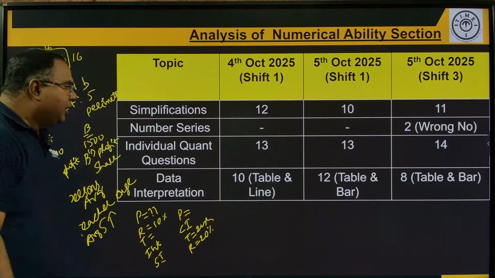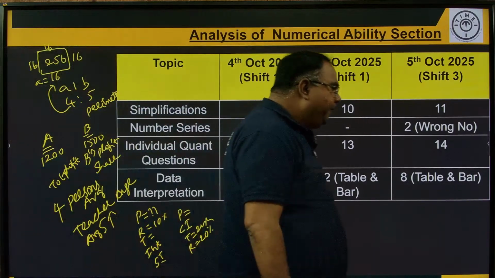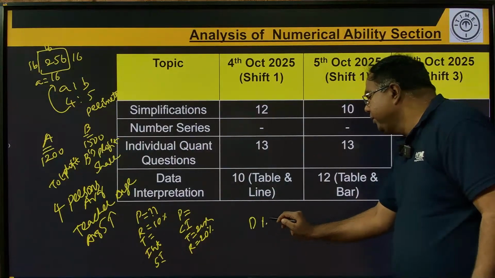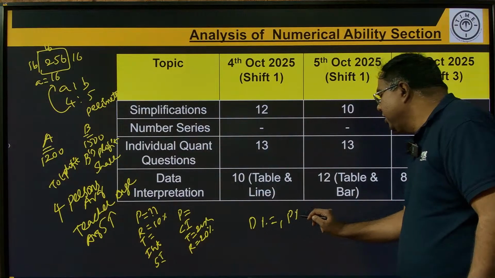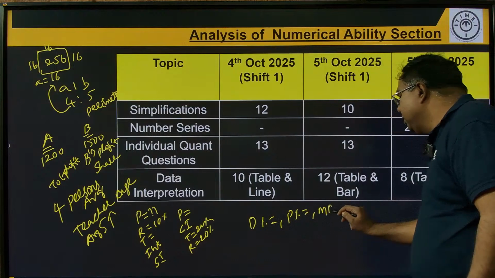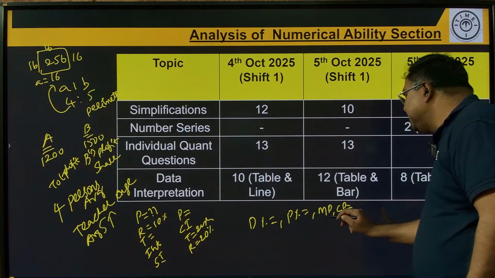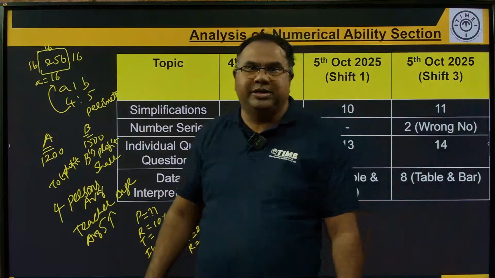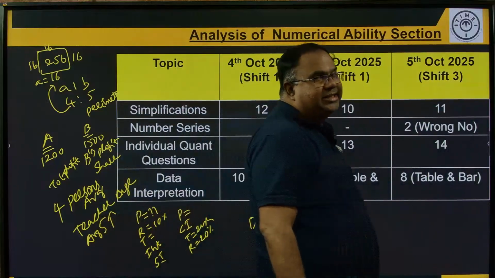Then you have one more question: discount percentage given, profit percentage given, marked price given. He is asking you to find the cost price. You know the formula relation between marked price, discount percentage, and profit percentage, so you can easily answer the question.